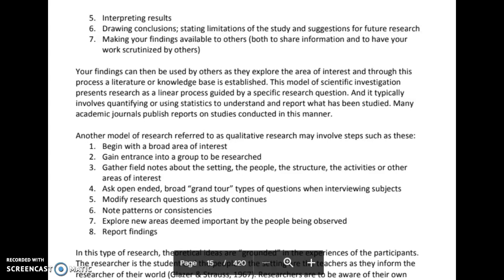You're going to modify and tweak the questions as the study goes along because the questions may change or be adapted because of what you're finding. So it's not as restrictive, whereas in quantitative, you are restricted very straightforwardly to the questions that you asked. Once you have those patterns and consistencies that you found, you're going to find the themes and categories, and those are going to be your findings that can be shared.